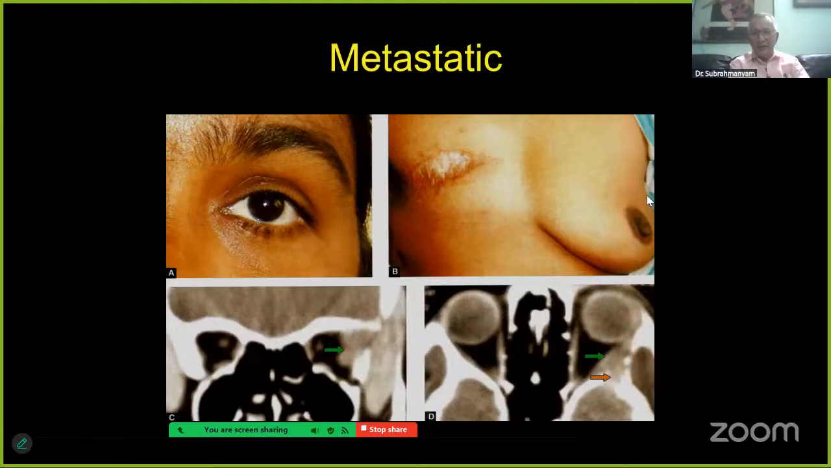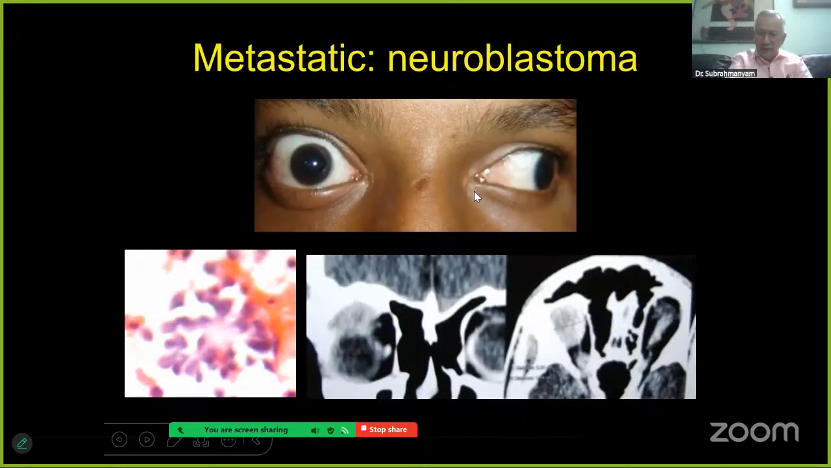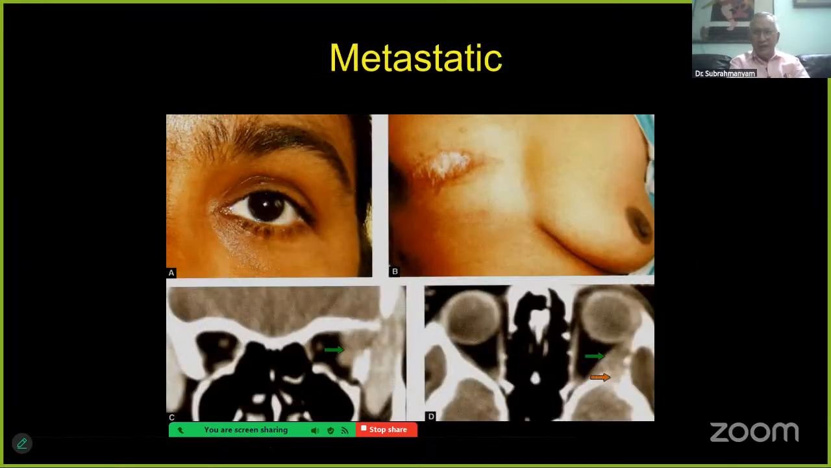Metastatic lesions: the patient had a previous history of radical mastectomy for carcinoma of breast. Patient presented with subacute proptosis. The CT scan shows there is a tumor involving the lateral rectus with bone erosion, as you can see here. This is the mastectomy. So in these situations, I don't do a big surgery. I do a FNAC. The FNAC has shown that it's a case of breast cancer, and the patient has been referred to the oncologist.